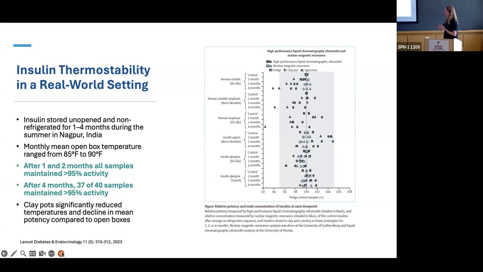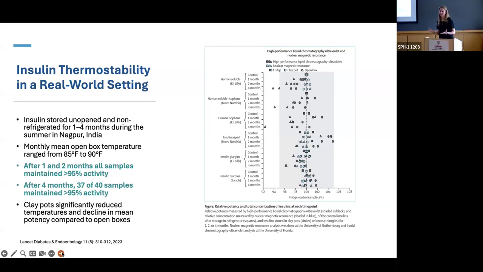They looked at up to 4 months, like how long? And again, they replicated this in a lab. After 2 months, virtually all of the insulin was still active and seemed fine to use. And after 4 months, 37 of the 40 samples retained over 95% activity. They also looked at clay pots, and clay pots did a really nice job of keeping it cool enough.